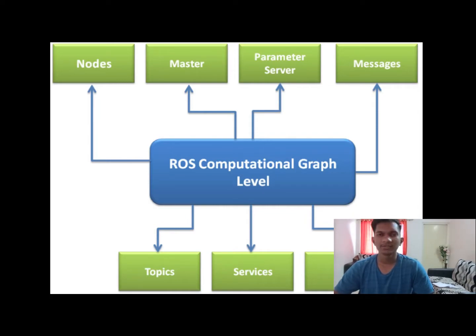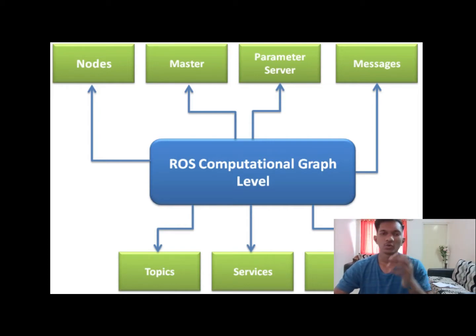So it helps in making the communication between two different nodes, two different services or actions. So what are these nodes, what are these services, and what are actions? I'll be telling you everything in detail. On the screen you can see the ROS computational graph, and in this graph you can see there are various arrows coming out with the ROS node, ROS master, the ROS parameter server, messages, and the topics, services, and bag files.